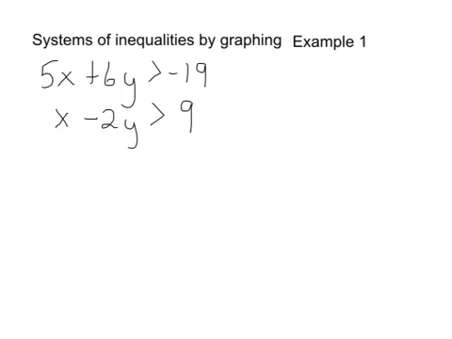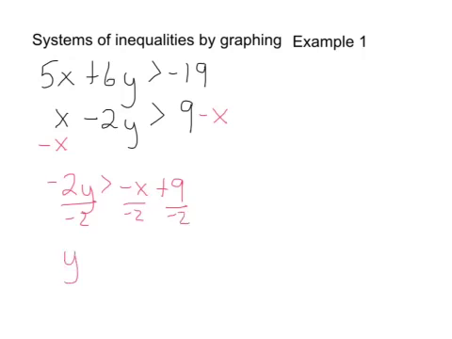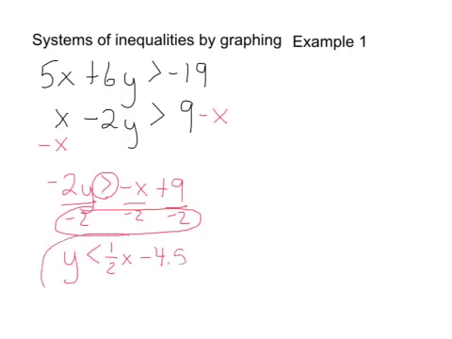So on this bottom equation, I will subtract x on both sides. And so I have negative 2y is greater than negative x plus 9. And now I need to divide by negative 2 on both sides. And so I have y, and notice since I divided everything by a negative, my sign will what? Flip. So I'll have y is less than 1/2 x minus 4.5. Okay, so there's our bottom equation.